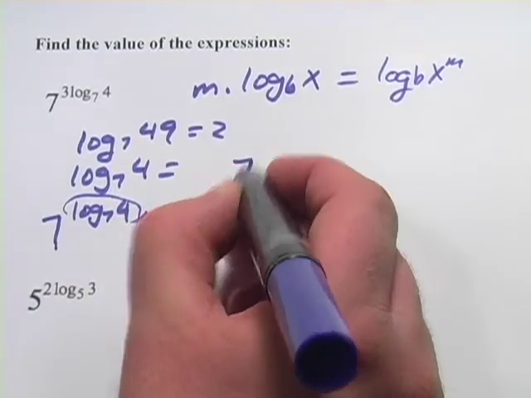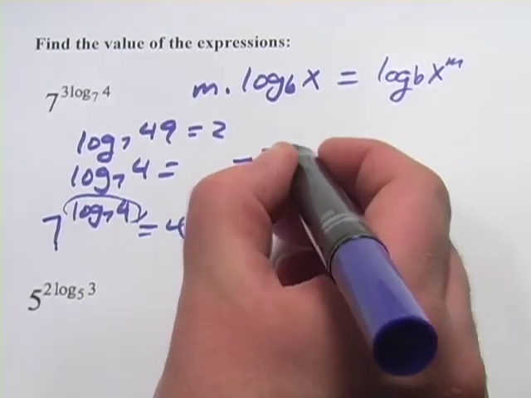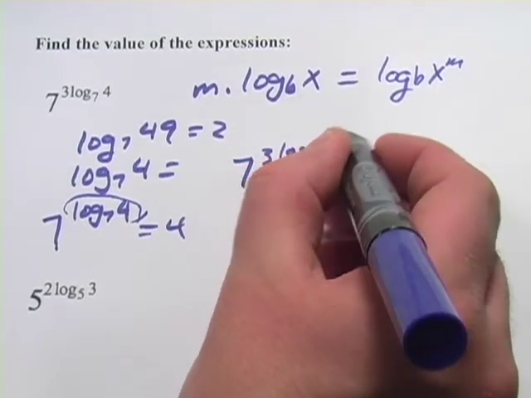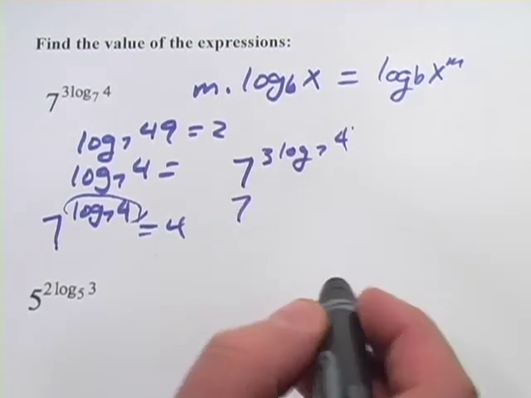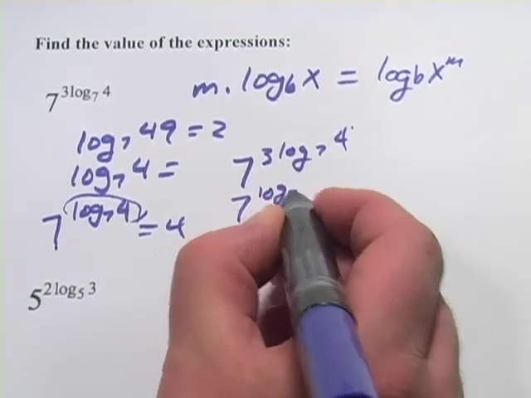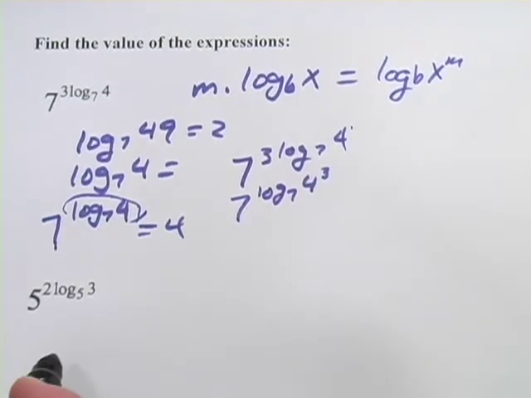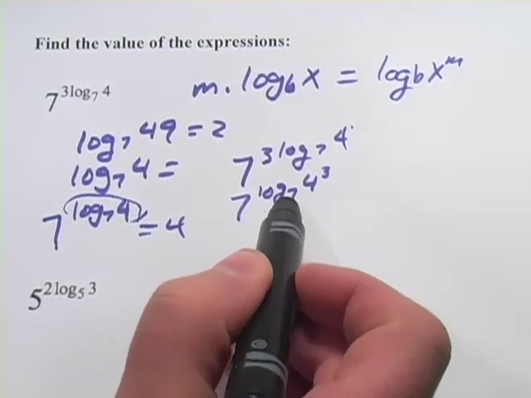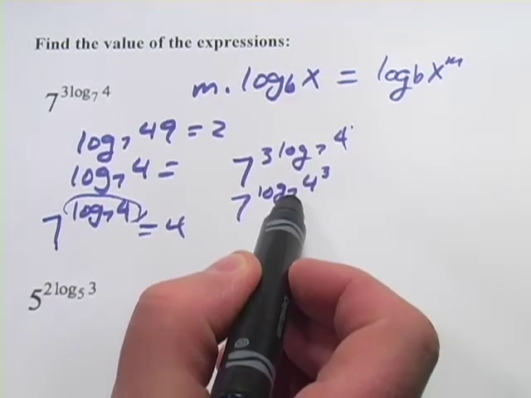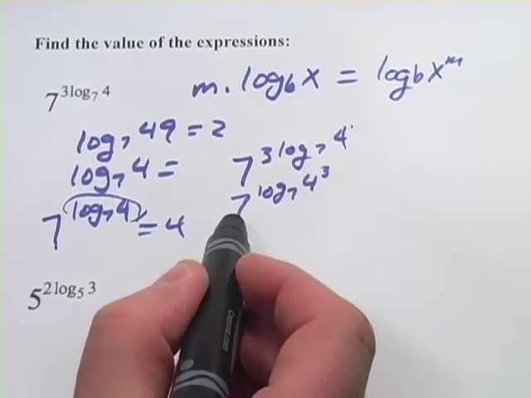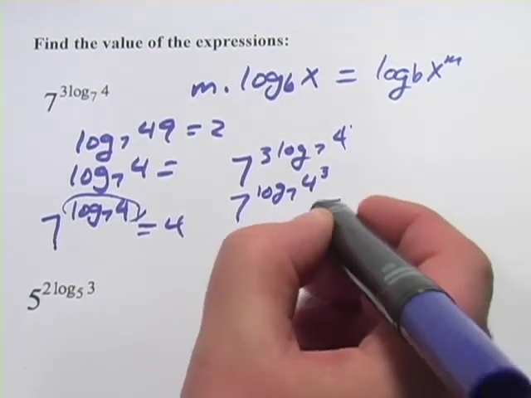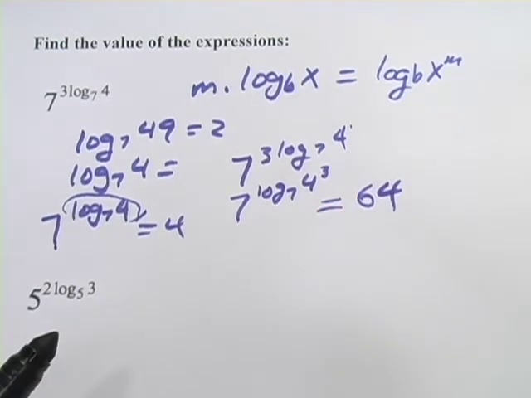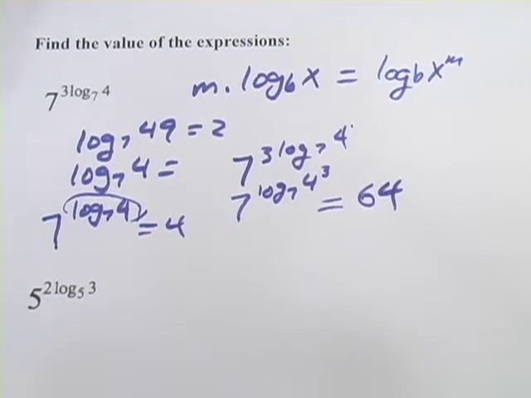So watch this. Here's the actual problem. 7 to the 3 times log base 7 of 4. What I'm going to do is take this 3 and make this 4 to the third. So this becomes 7 to the log base 7 of 4 to the third. Now what is that really saying? Well, this part here says this is the power that turns 7 into 4 to the third. And 7 here is being raised to that. So it's going to turn the 7 into 4 to the third, which is 64. Okay, a lot of reasoning there, but hopefully that makes some sense.